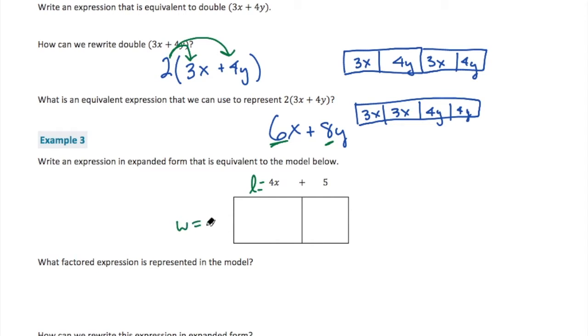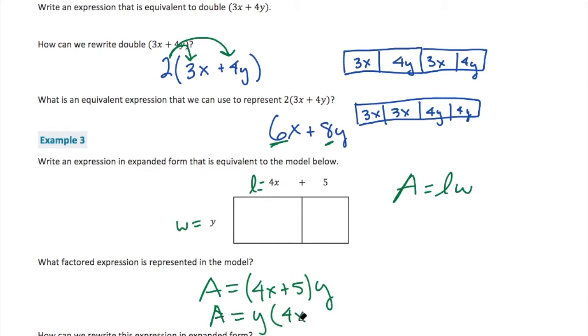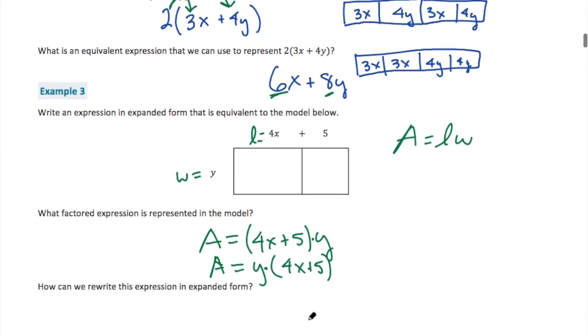Alright, so here up top we have the length, over here we have the width. Area of a rectangle is length times width. So, what can we do to make a model expression for that? 4x plus 5 is the one dimension, multiplied by y is the other dimension. Remember, that's the same as y times 4x plus 5. Commutative property says we can multiply in any order.